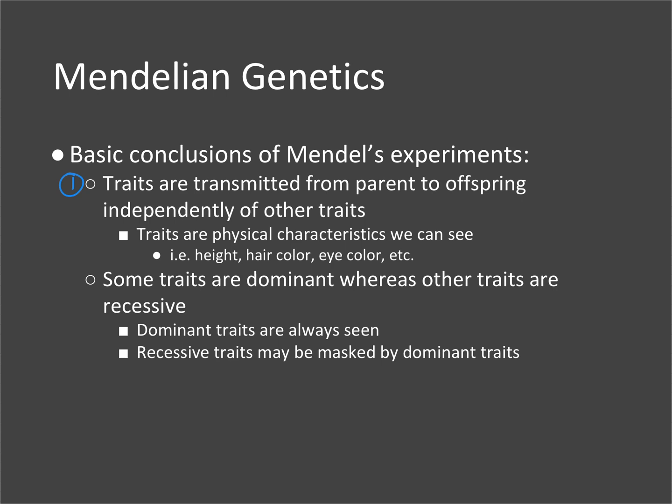The second kind of conclusion that Mendel drew is that some traits are dominant over other traits, which are recessive. Dominant traits are always seen. So if the dominant gene is present, then we will see that trait being expressed. But recessive traits might be hidden, because they get masked by these dominant traits. And so when we talk about a dominant gene versus a recessive gene, this is what we're talking about. We'll talk a little bit more about what that looks like on the next couple slides.